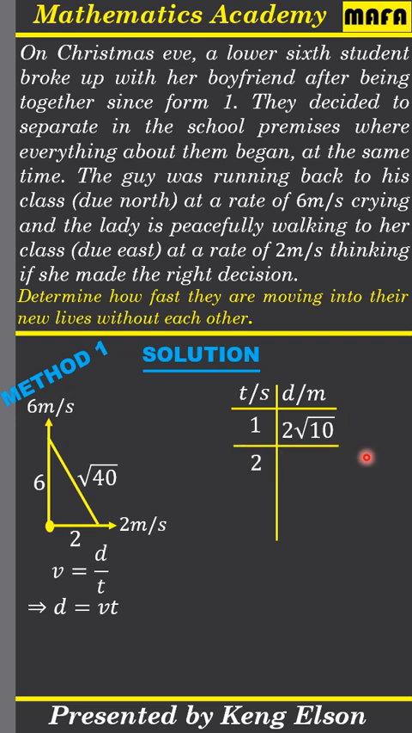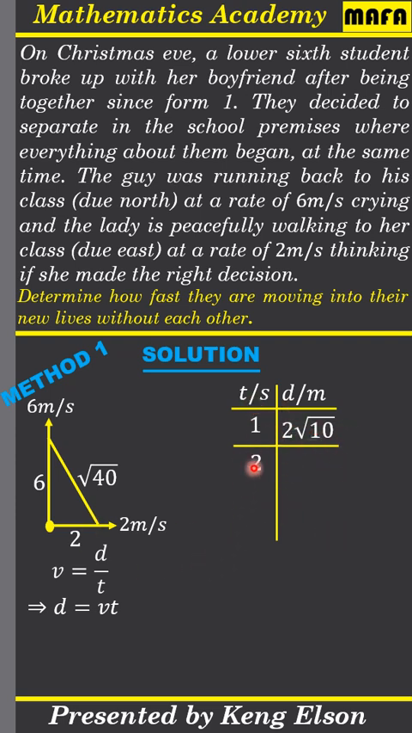Now when t is equal to 2, we are also going to find the distance that is separating both of them, because if we want to find how fast they are moving into their new lives, we need to determine how fast the distance between them is changing. How fast they are moving is a speed, and the speed is the change of distance with respect to time. So we need to look for how fast the distance between them is changing with respect to time.